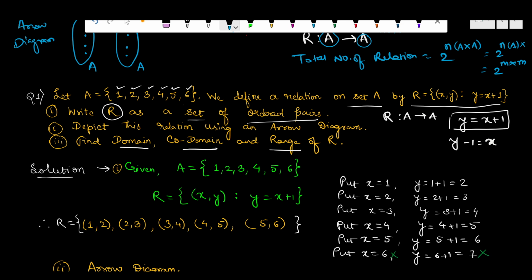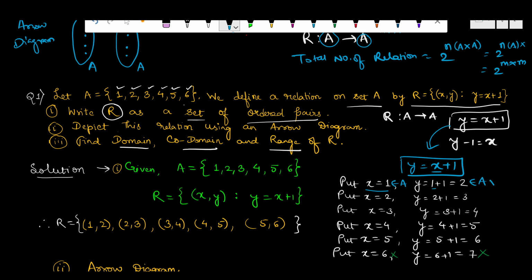Now we put x equals 1, we get y equals x plus 1. This is the condition. We put x equals 1 as this 1 belongs to set A, so y equals 1 plus 1 equals 2.